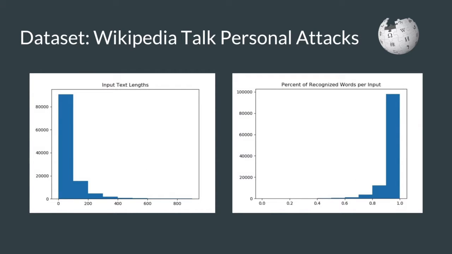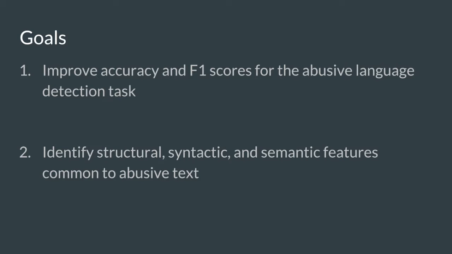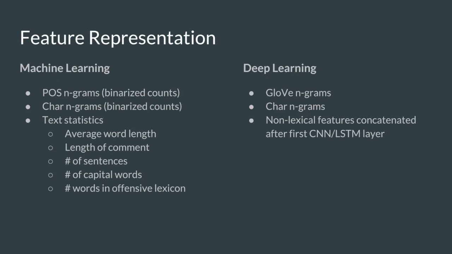The majority of inputs have between 0 and 100 words, and the majority of the words in the dataset are spelled correctly. However, users posting abusive content often intentionally misspell inappropriate language to avoid detection. To help identify these instances, we used char n-grams as a feature. The goals of our project are improving accuracy in F1 scores for the abusive language detection task, and identifying structural, syntactic, and semantic features common to abusive text.